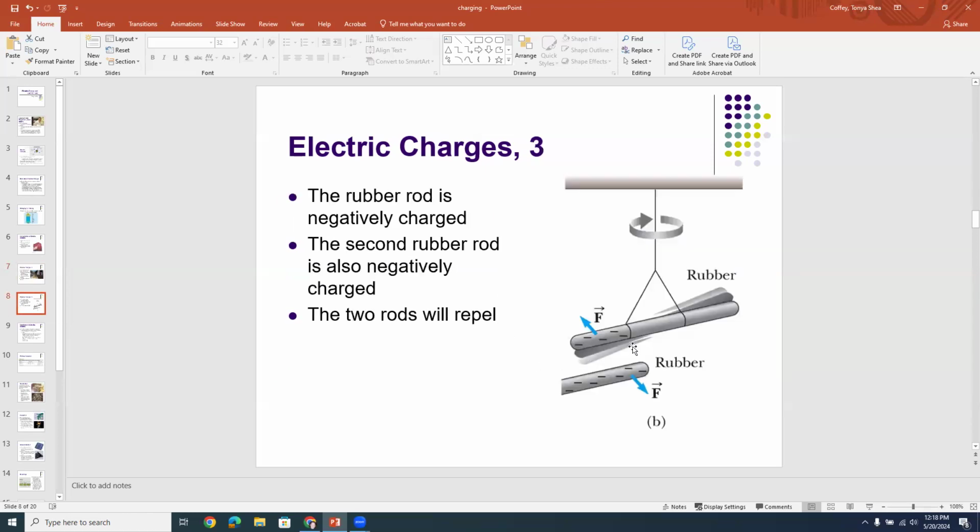And then in class, we take rubber rods, for example, and rub them with fur, and then the rods become equally negatively charged, and then we can show that they repel one another by placing them on a pivot.